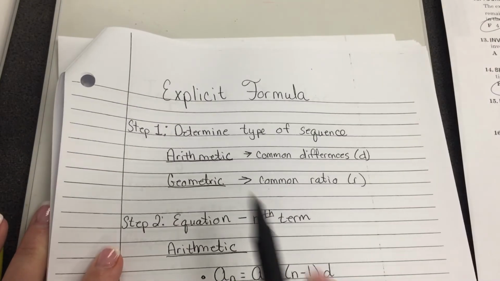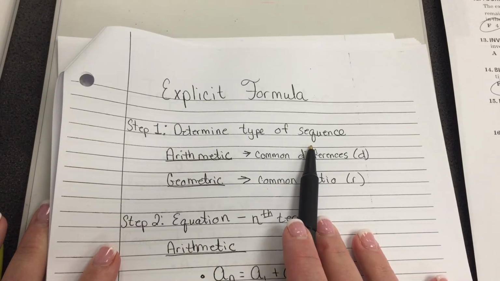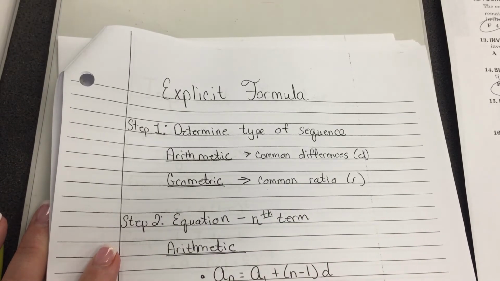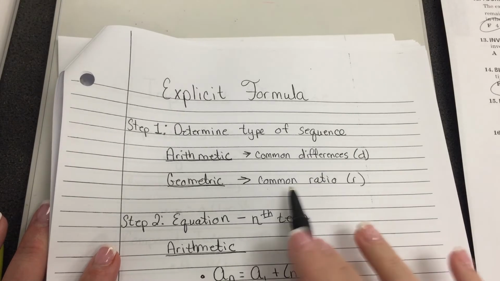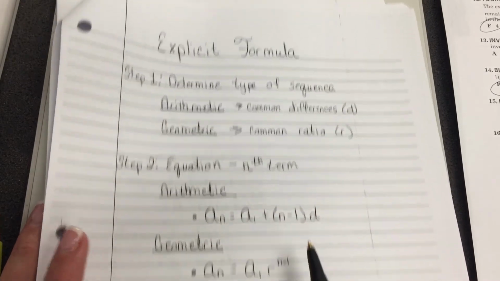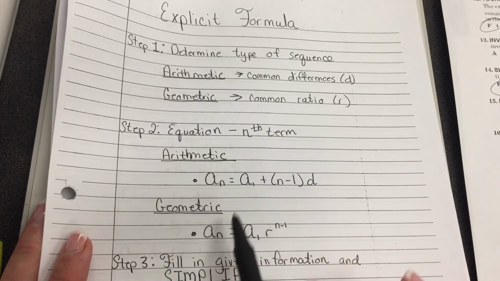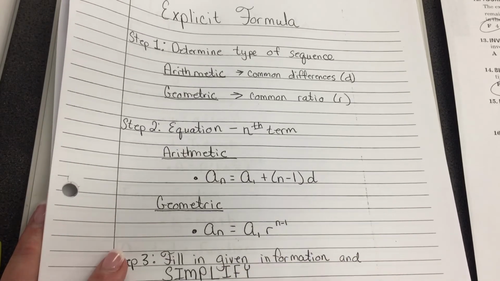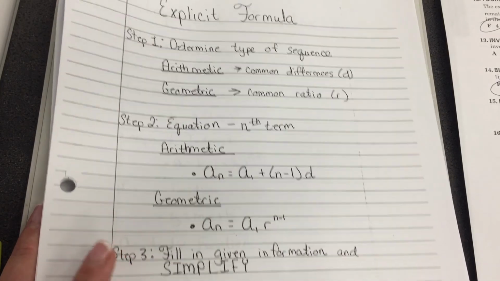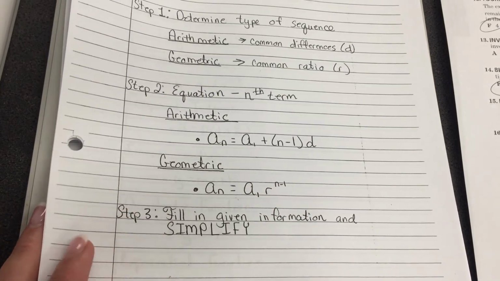formula, it says first you have to determine which type of sequence. Are you dealing with arithmetic or geometric? Do you have a common difference d? Do you have something added or subtracted? Or do you have the common ratio? Then we're going to write the nth term equation right here, the arithmetic or geometric, whichever one matches it. And then we're going to fill it in and solve it, okay?